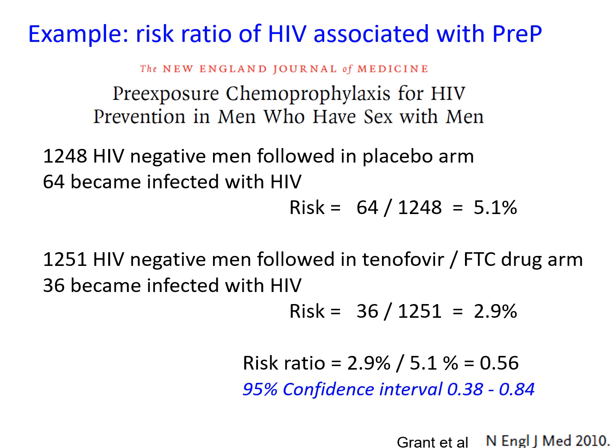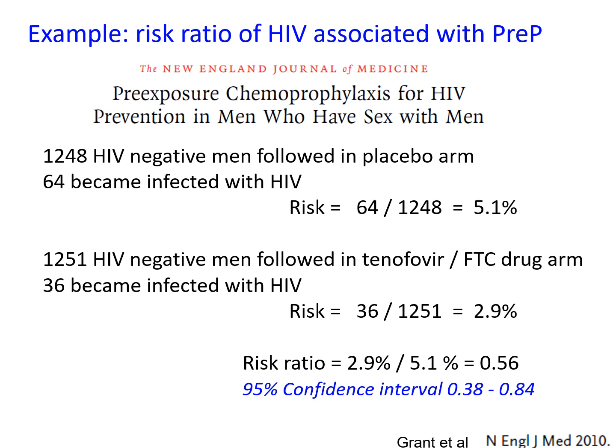I've already shown you that for those in the placebo arm, 1,248 HIV negative men initially, 64 became infected with HIV. HIV infection was the event. The risk of the event was 5.1%. In those on the active drugs, 1,251 men followed over time, 36 became infected with HIV. So the risk in that group was 2.9%.